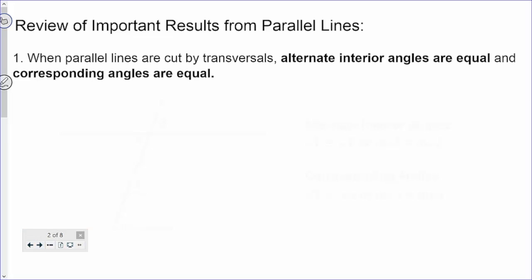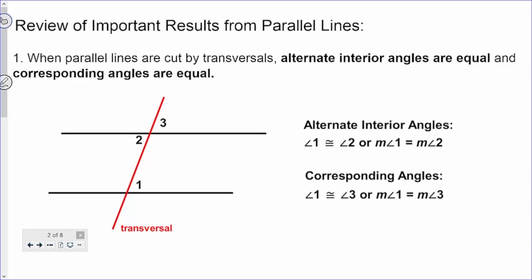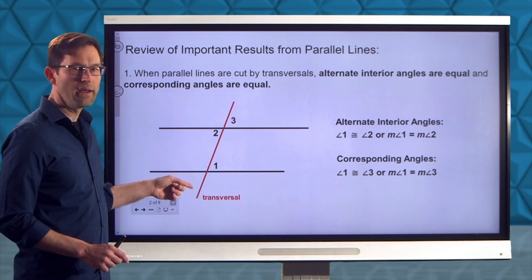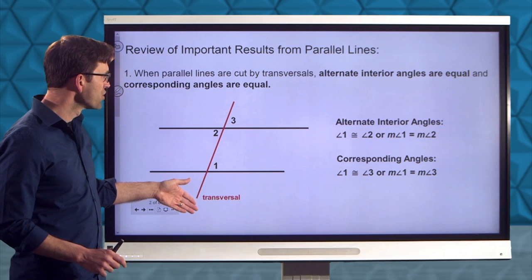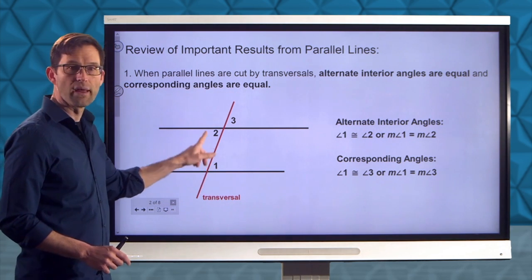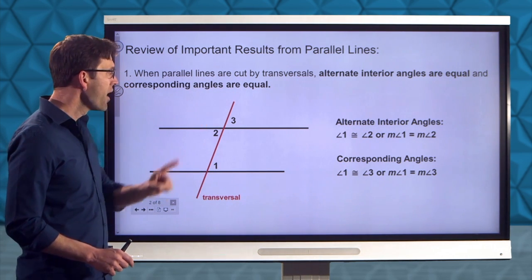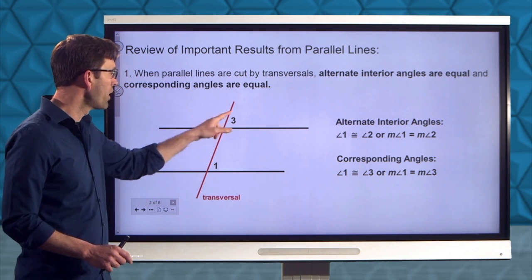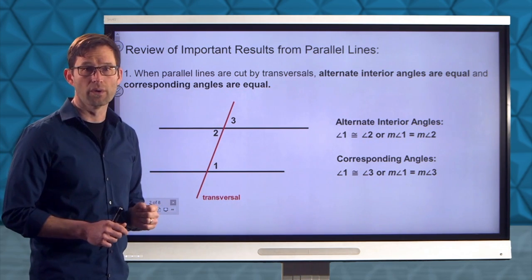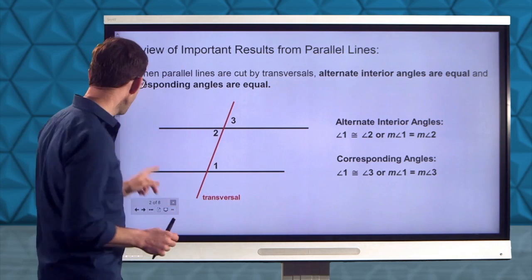When parallel lines are cut by transversals, alternate interior angles are equal and corresponding angles are equal. All right, so in other words, I've got these two parallel lines cut by a transversal. Alternate interior angles like 1 and 2 are congruent, and corresponding angles like 1 and 3 are also congruent. All right, simple enough.